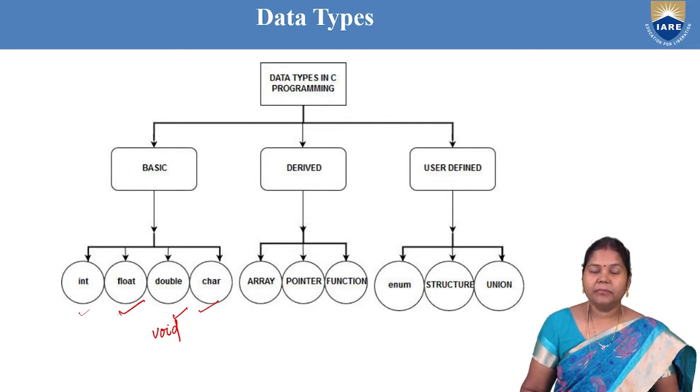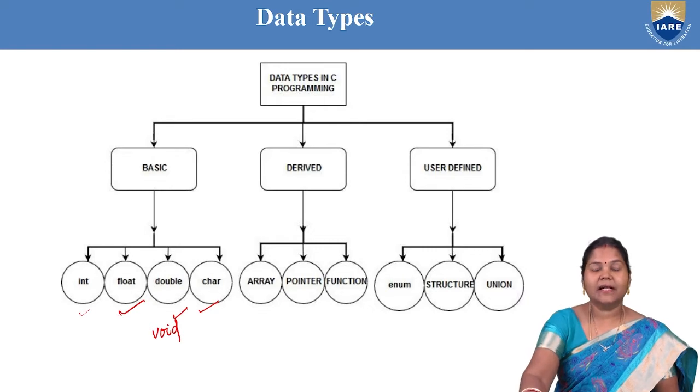Now, under derived data types, you have arrays, pointers and function. Then, under user-defined data types, we have enum, structures, union, typedef and so on. So, this is regarding the data types supported in C language.